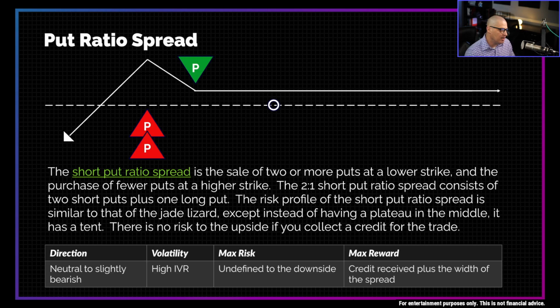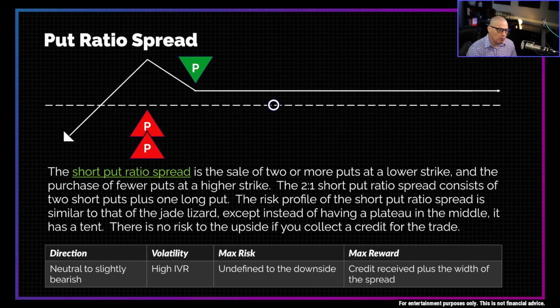So this is by far the most common ratio spread that I trade. The put ratio spread is the sale of 2 or more puts at a lower strike and the purchase of fewer puts at a higher strike. The most common ratio is a 2-to-1 put ratio spread. So a 2-to-1 put ratio spread consists of 2 short puts plus 1 long put, and that's what's being displayed here in this little risk profile at the top of this graph.